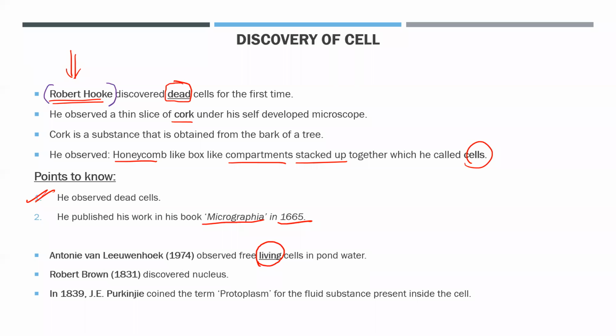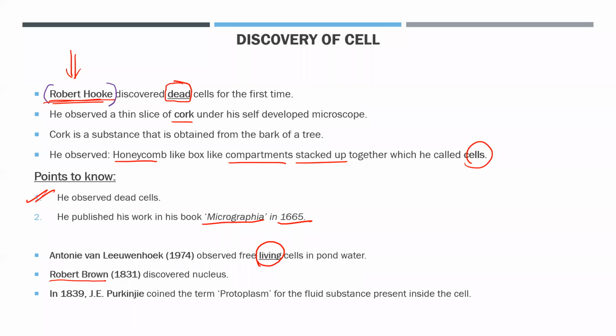Okay. Now, a cell also has a nucleus. So the nucleus was discovered by Robert Brown. Robert Brown is the name of the scientist. And students, don't confuse yourself between Robert Brown and Robert Hooke. This is Robert Brown and here is Robert Hooke. These are two different scientists, so do not confuse these two.